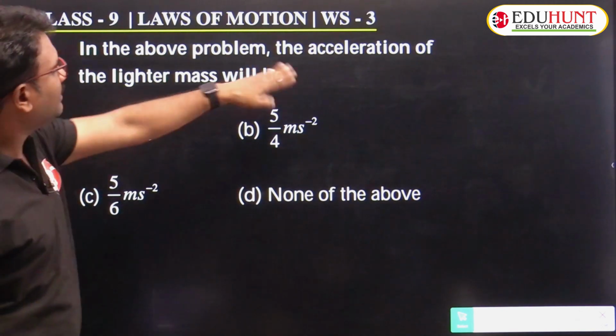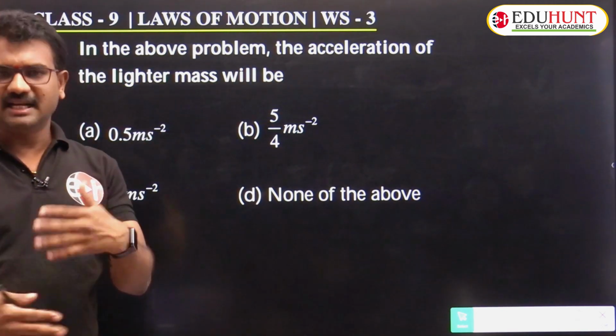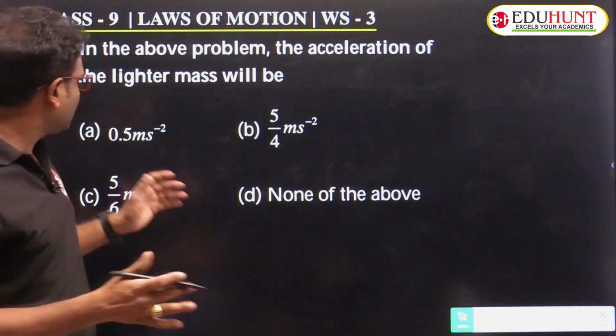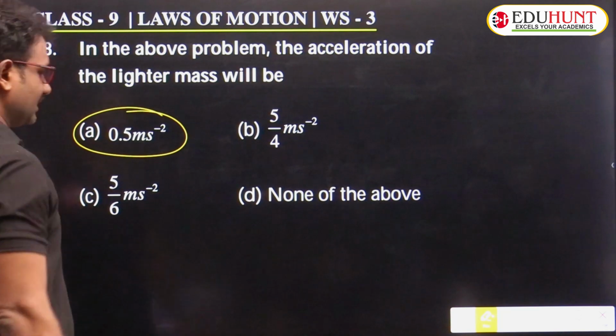Now in the above problem, the acceleration of the lighter mass, the acceleration of the heavier mass, and the acceleration of the total masses are the same, which we have already proved, that is 0.5 meter per second square.